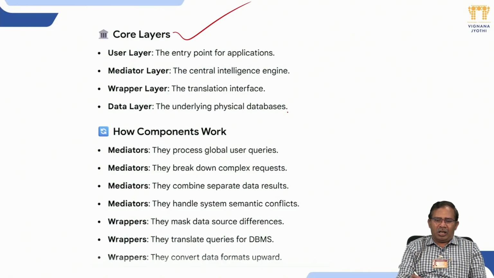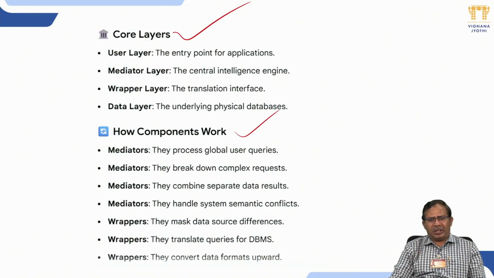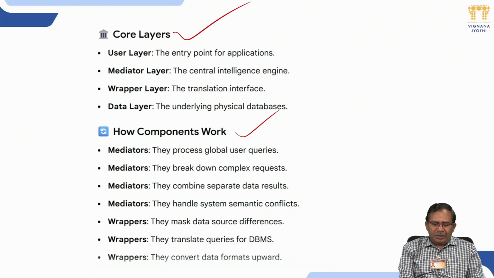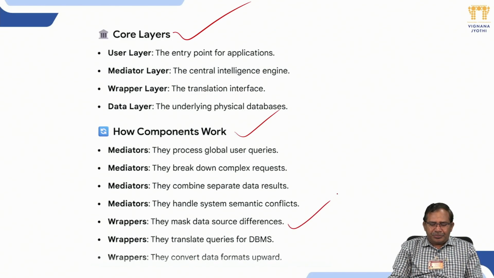Now we will see how the components work here. The mediator processes global user queries. That is the first function. Second, they break down complex requests. Then they combine the separate data results before submitting to the end user. They handle system semantic conflicts. Then the wrappers mask the data source differences.